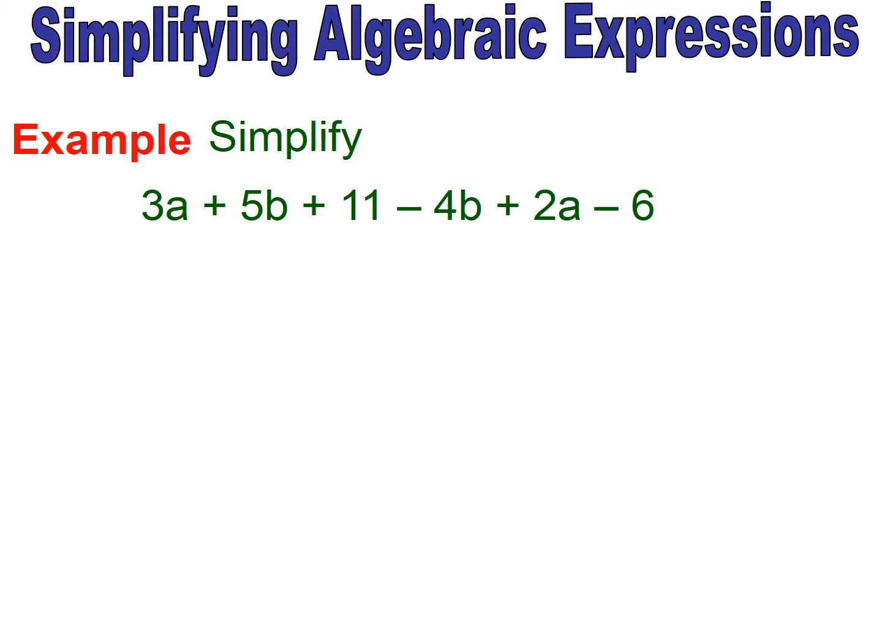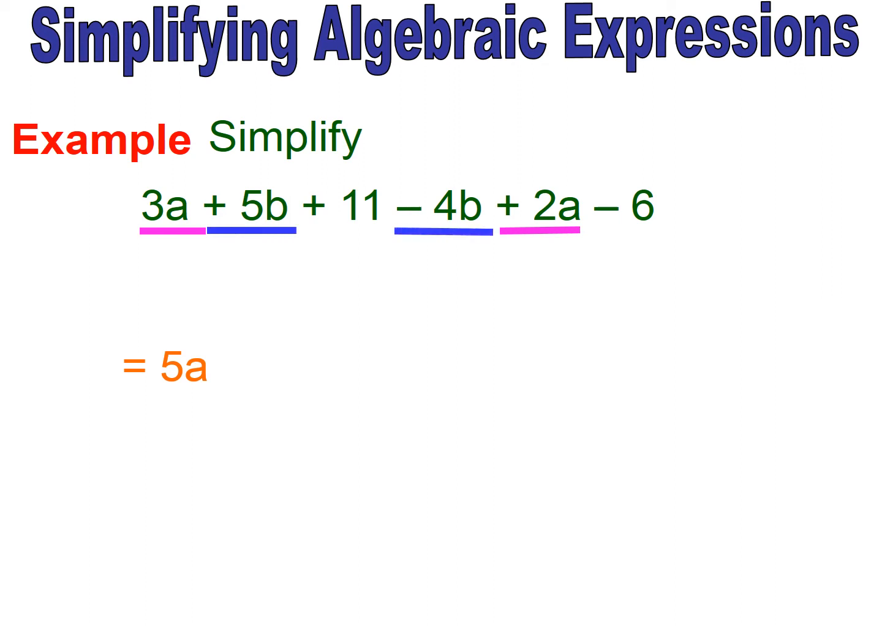One more example here where I have multiple variables and I have constants. So again, to combine like terms, they have to have the same variable attached. So I look for the like terms, the 3a and the plus 2a, and I do the arithmetic, 3 plus 2, and I attach the a to it. So I have 5a. Now I'm going to work with the b's.